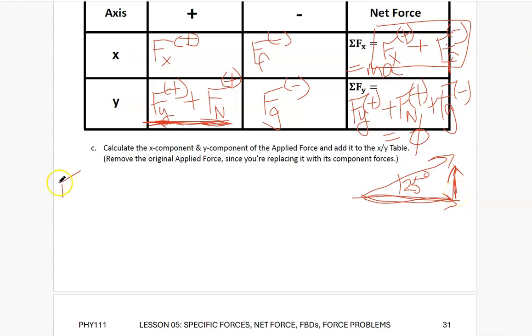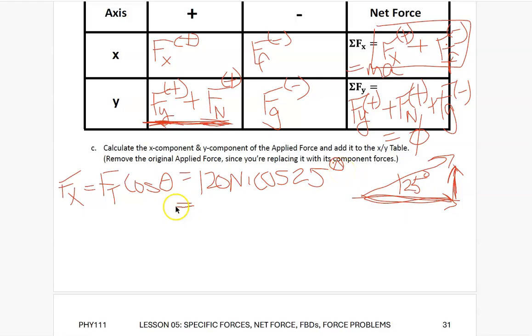And the horizontal component is going to be equal to our original tension vector times the cosine of theta, which is 120 newtons, that's our original force, times the cosine of 25 degrees. Plug that into a calculator, and we get that force is 108.757 newtons, and we can see that the horizontal force is pointing to the right. Therefore, that's a positive force.